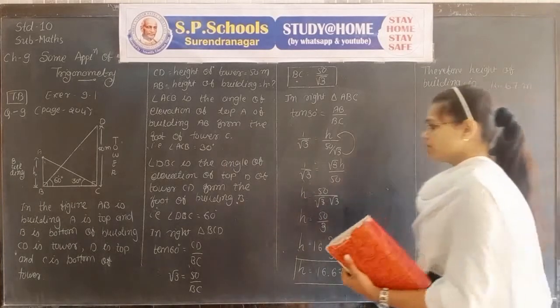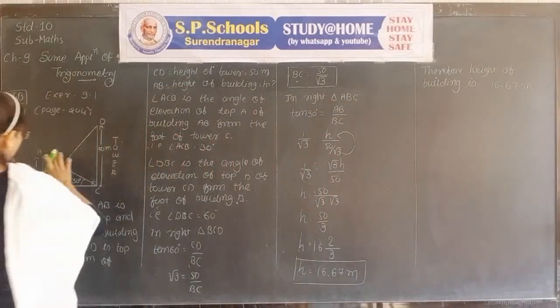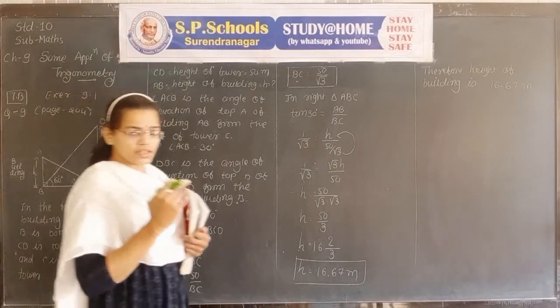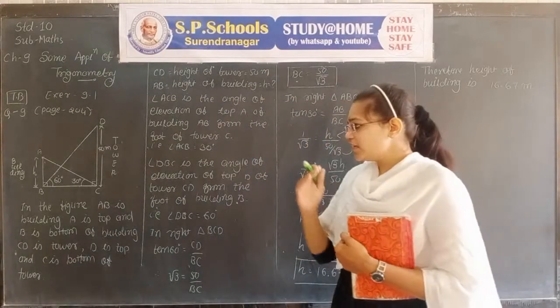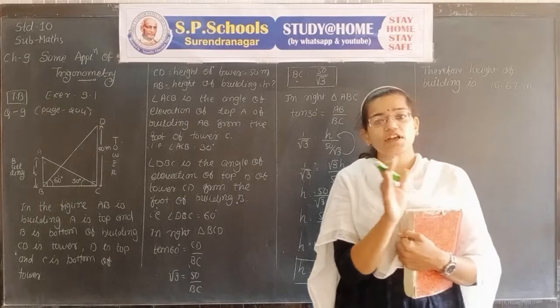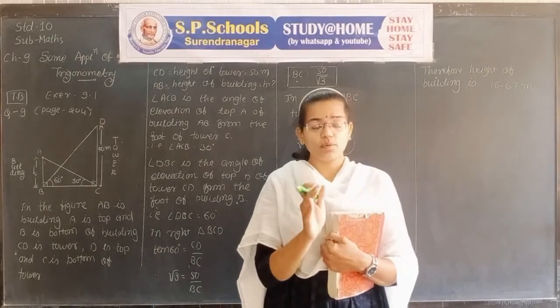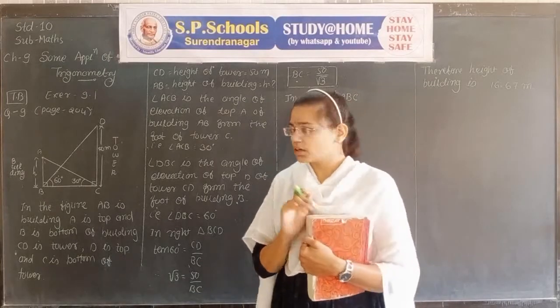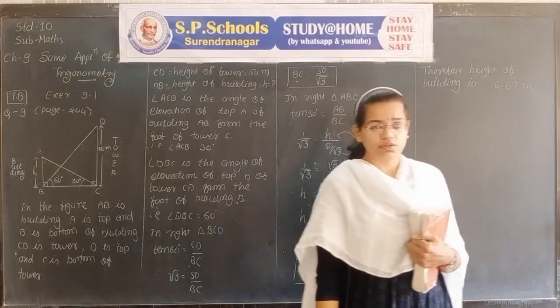This is also important because of the height of the building and the height of the tower, so keep in mind: if the angle is greater then the side opposite to this angle is greater, and if the angle is smaller then the side opposite to this angle is smaller. Now we discuss the next question, number 10.